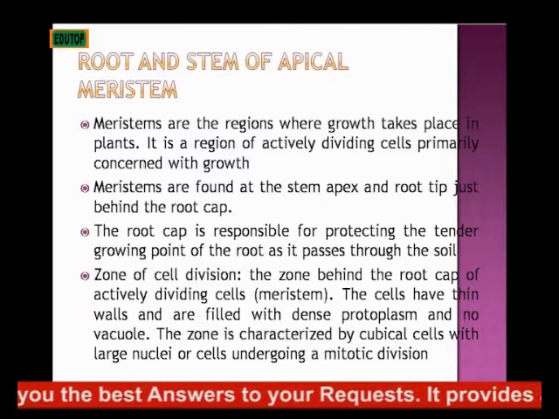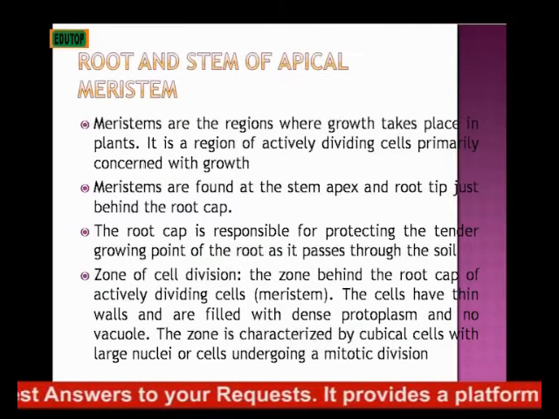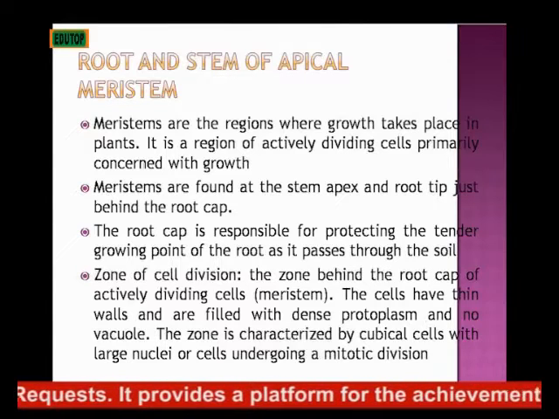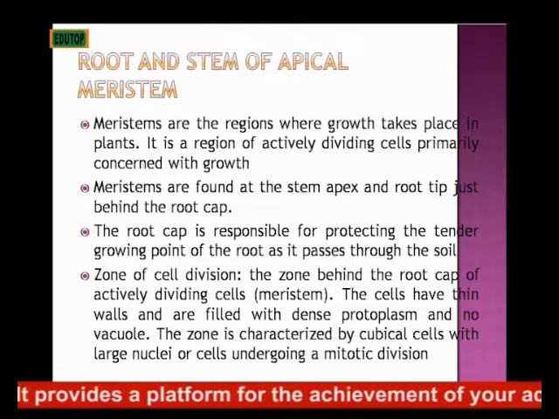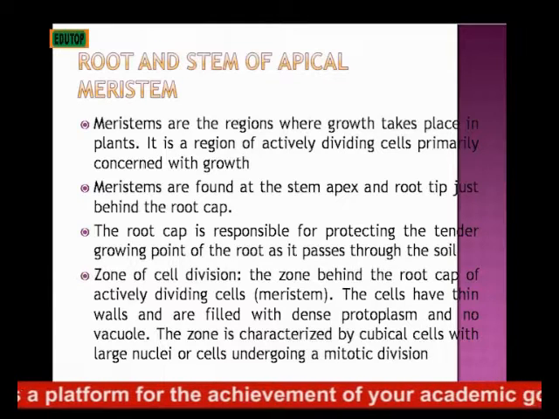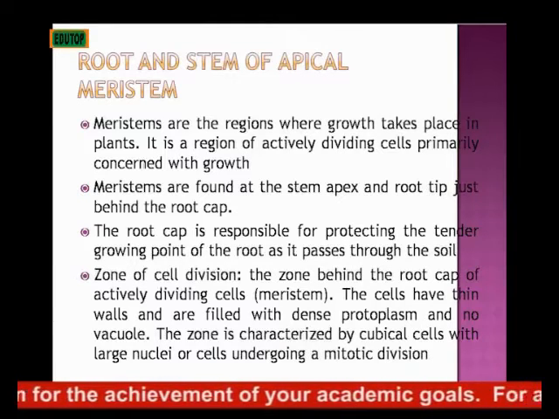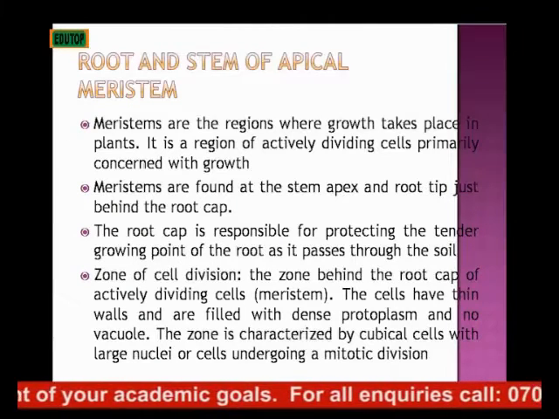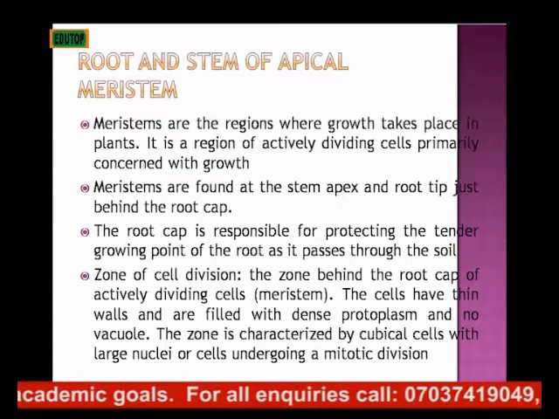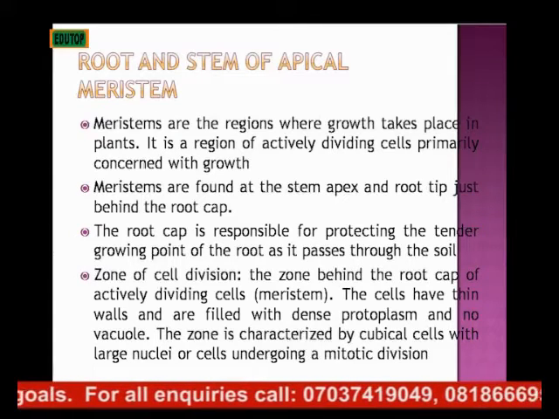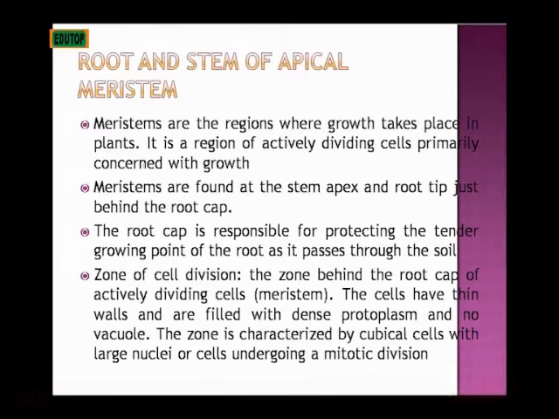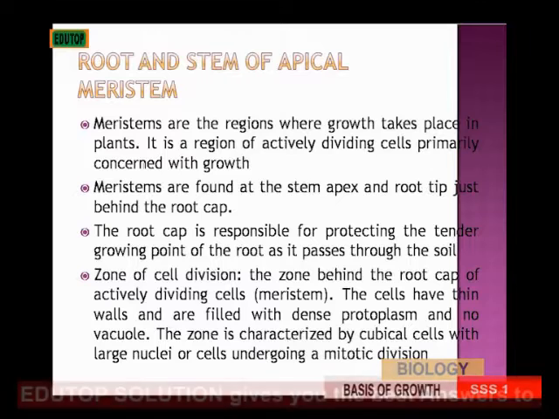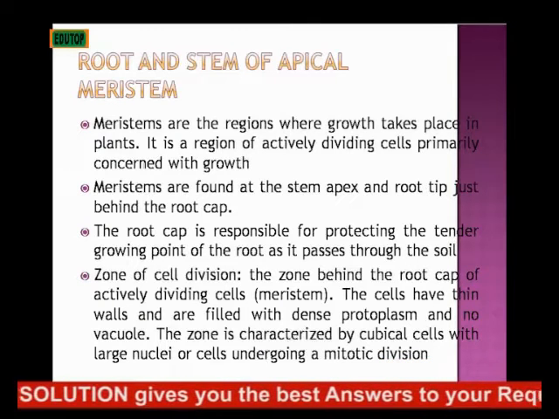In the roots, cells are dividing actively, primarily concerned with growth. That's their aim. I said the first basis of growth is cell division, which involves mitosis and meiosis. So this meristem, that is the tip of the stem and the roots, are actively dividing. They are dividing almost every time for the purpose of growth. Then the root cap is responsible for protecting the tender growth of the root as it passes through the soil.